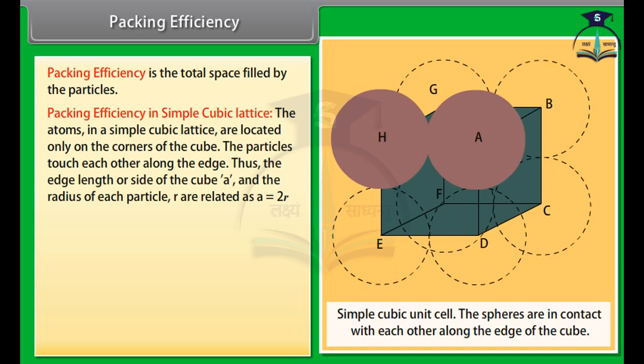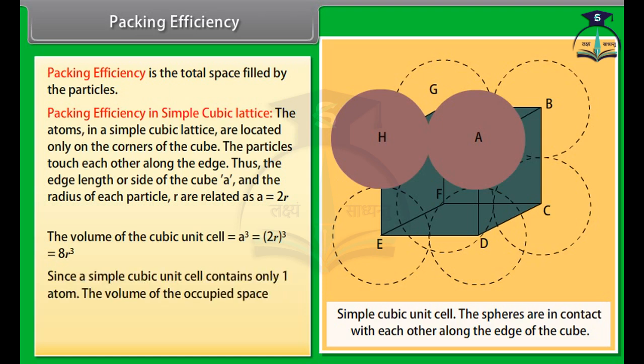Thus, the edge length or side of the cube, a, and the radius of each particle, r, are related as a is equal to 2r. The volume of the cubic unit cell is equal to a cube, which is equal to (2r) cube, which equals 8r cube. Since a simple cubic unit cell contains only 1 atom, the volume of the occupied space is equal to 4/3 pi r cube.